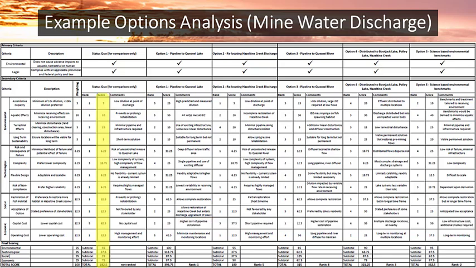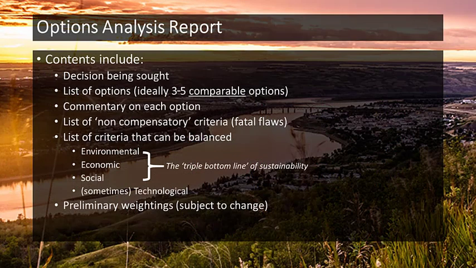And then you add them up at the end, you get a final score, and that tells you, according to your objective tool, which is the best option. Doesn't mean you have to go with that option, but it definitely supports your decision. So I'll just recap that quickly. The things that you need to put in your tool are the decision that you're seeking, a list of options, some commentary on each option so that people understand exactly what that option entails, and then your list of fatal flaws, and then your list of criteria, which usually includes those 4 things.